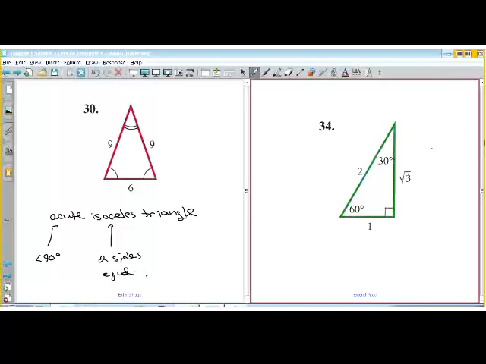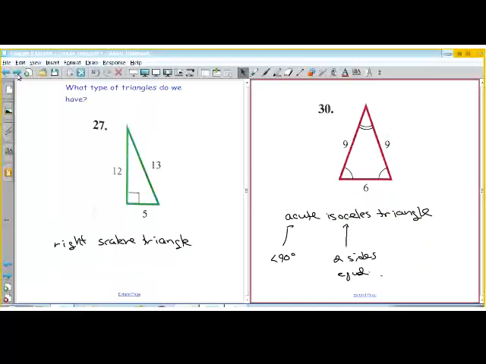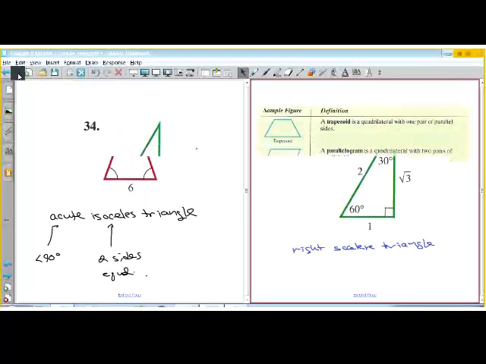So here we have one of those interesting 30, 60, 90 triangles that you might remember from geometry. We don't really need to know that to answer the question. It is a right triangle, and again, we have 3 different length sides. So just like the original problem, it is a right scalene triangle. I think the first one was a right triangle too, wasn't it? Yeah.